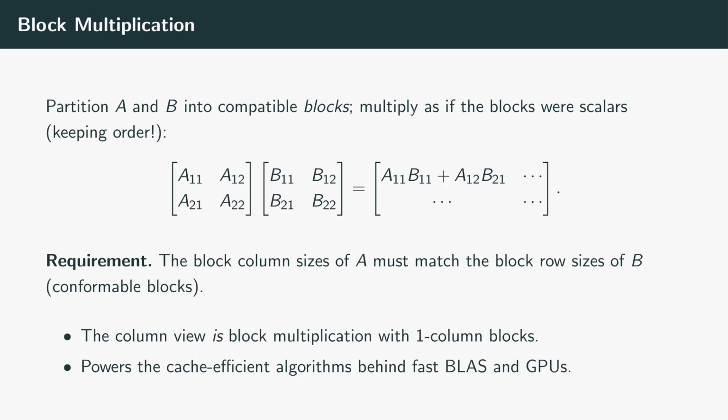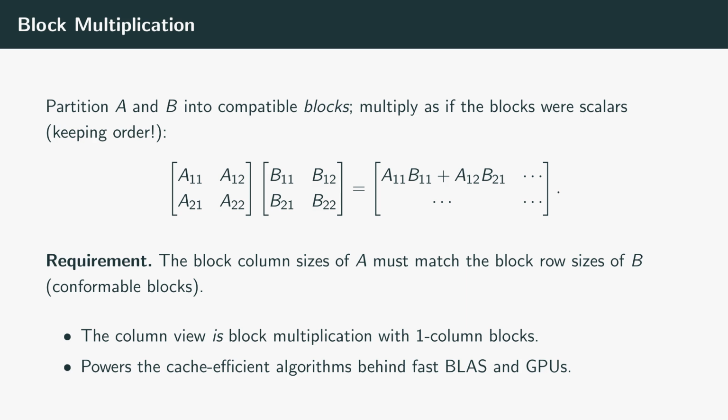Last new idea, block multiplication. You can chop a big matrix into rectangular submatrices, called blocks, and then multiply the two matrices as if the blocks themselves were single numbers. With one caveat, you must keep the order, because matrix products don't commute. So the top left block of the answer is the first block row of A combined with the first block column of B, exactly mirroring the row times column recipe, except now the entries are whole submatrices that you multiply and add as matrices.